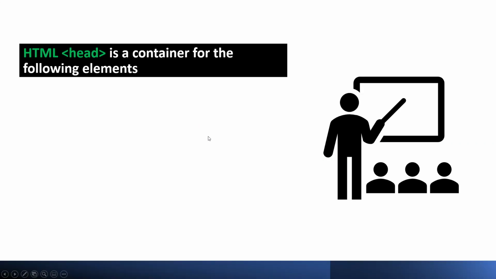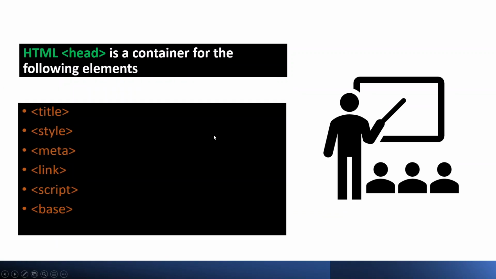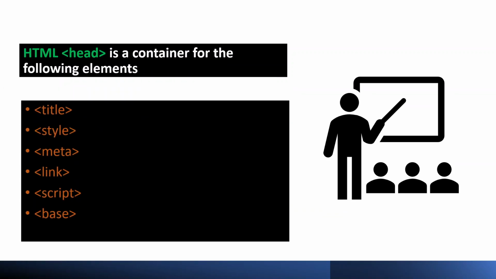So, the HTML head element is a container for other elements, right? Other metadata about the HTML documents. Some of the elements that go into the head we define as the title, the style, the meta, the link, the scripts, and the base. We've looked at some of them, but we're going to talk about it just a little bit more in this lesson.